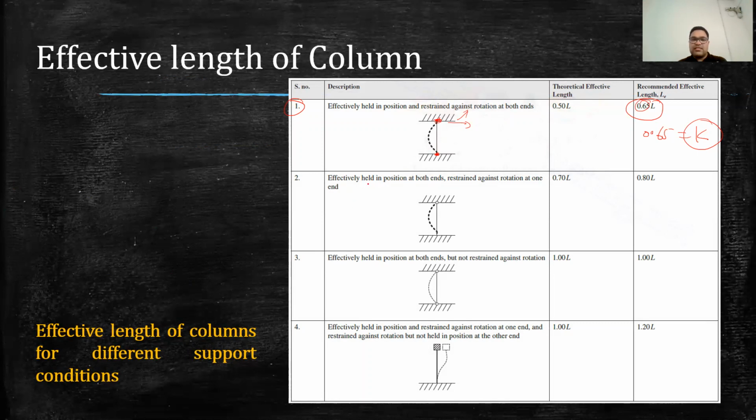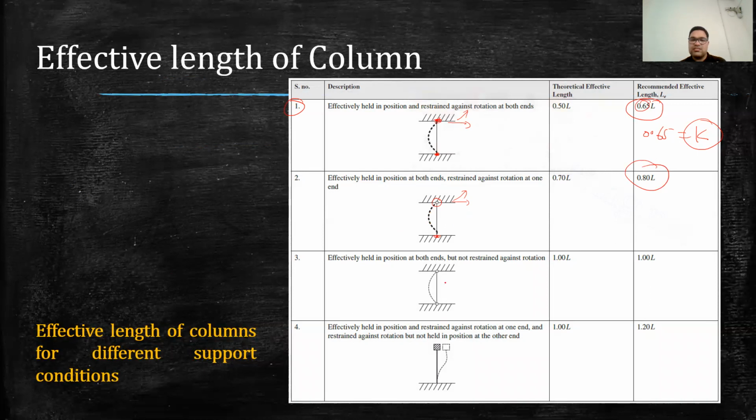Similarly, in the second case, it says effectively held in position at both ends, restrained against rotation at one end only, which means the column is fully fixed at this end, but at the other end, it is effectively held against translation only, which means translation along this direction and in this direction will not occur, but it may rotate at this position, which means curvature will directly start from this end only. So in that case, the recommended value of effective length is this one.